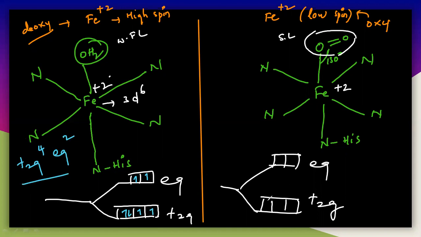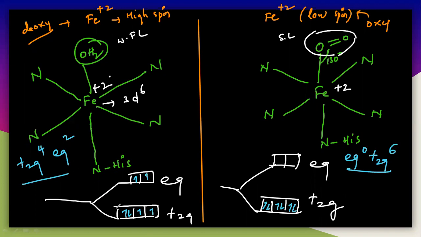Here I will write, 6 electrons are there, with a strong field ligand. All the electrons will be placed like this: 1, 2, 3, 4, 5 and 6. So that means here you will get Eg 0 and T2g 6. So see what is the difference here.